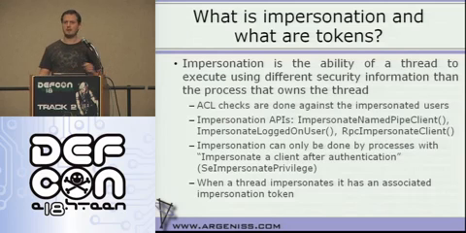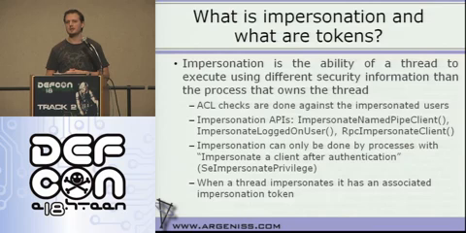And there are many different APIs to impersonate. Here we have a few, like ImpersonateNamedPipeClient, ImpersonateLoggedOnUser, and RpcImpersonateClient. So when you call one of these APIs and a client connects to your service, then if you can impersonate, you start impersonating. In order to be able to impersonate, the account that the process is running under has to have the Impersonate a client after authentication privilege.